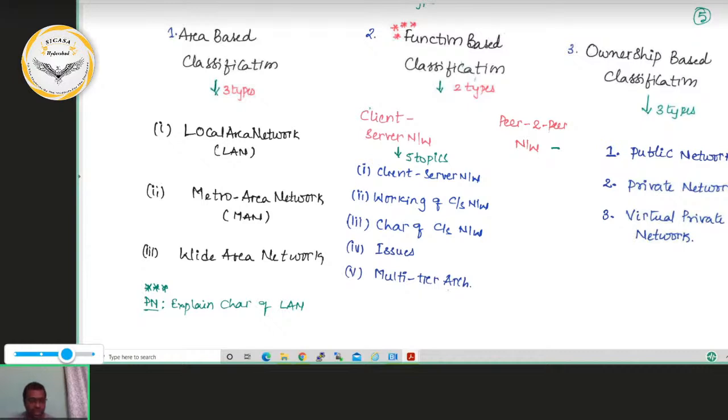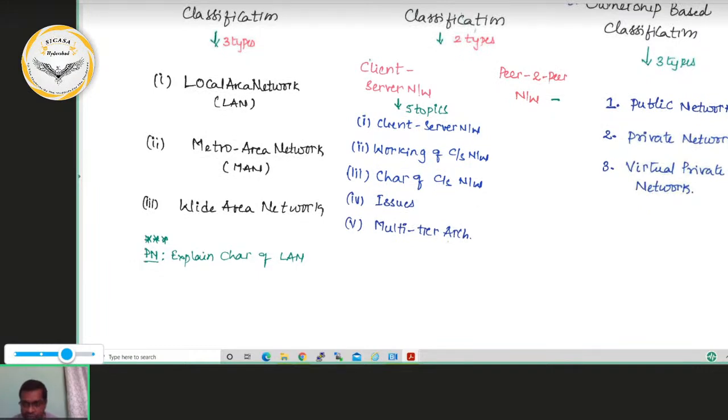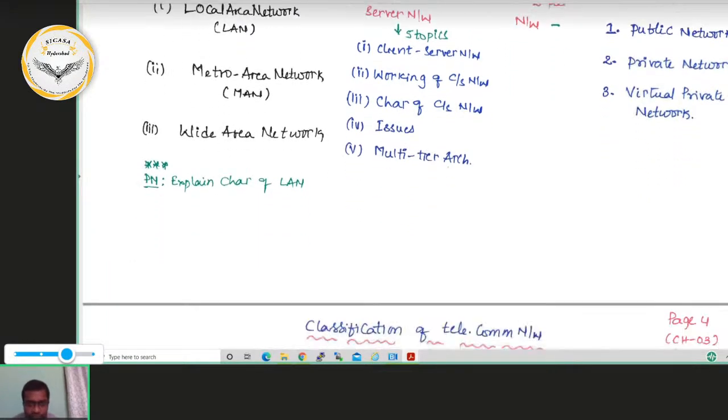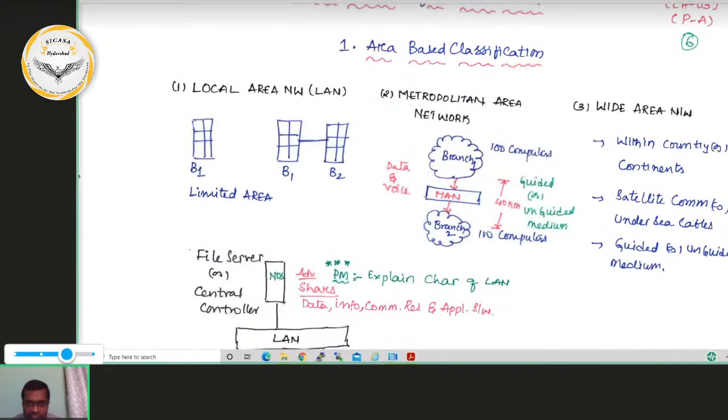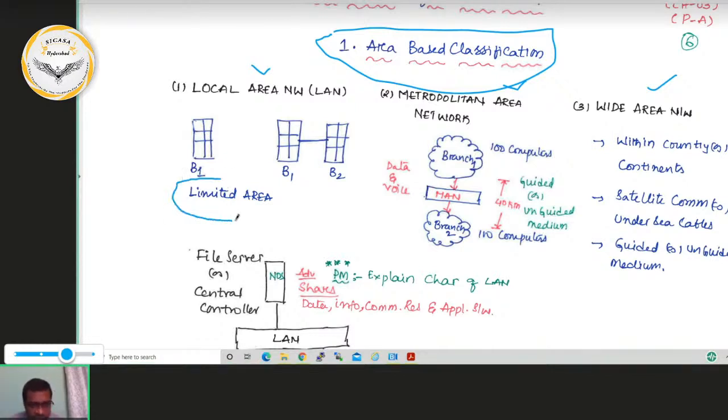So what do you mean by local area network? If you are connecting the computers within a limited area, it is called a local area network. Area based is nothing but depending on the geographical area, we can classify them into 3. First one is local area network, second is metropolitan area network, third one is wide area network. Now, what do you mean by local area network? If you want to connect the computers within a limited area, then it is called a local area network.